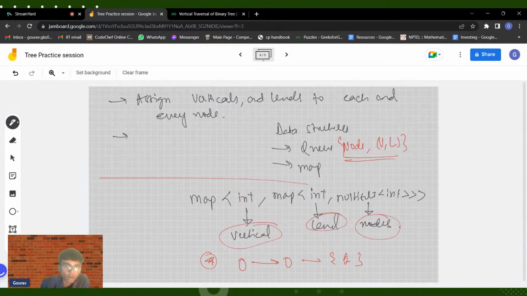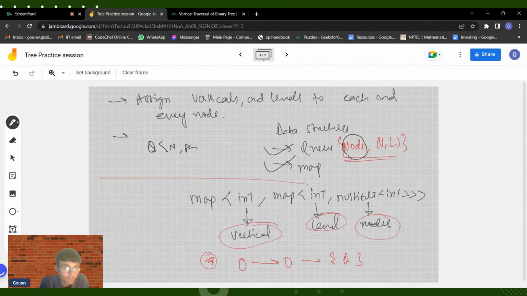As you all have already mentioned in the chat, we will be using a queue and we will be using a map. The queue data structure will contain two values. The first value would be the address of the node, so I will be storing the node reference in my queue. Along with that, I will be storing the parameter values, the vertical number and the level number, because every node is associated with two values. So my queue would look something like this: the first would be the node and the second would be a pair which contains two values, the vertical number and the level number. So that is about the queue.